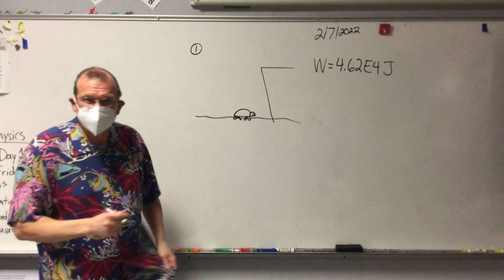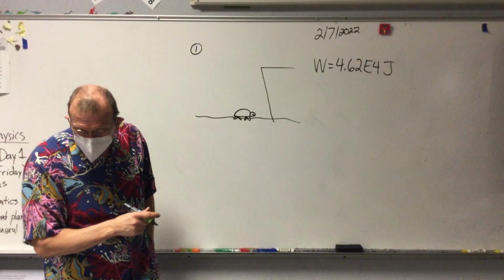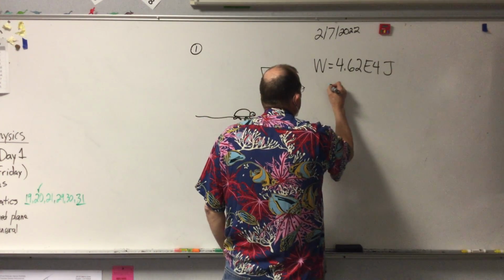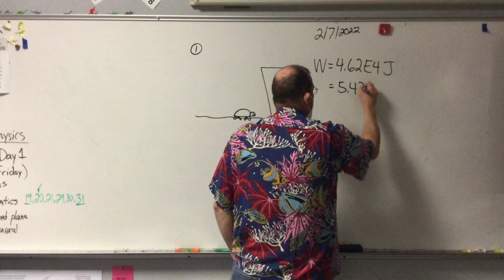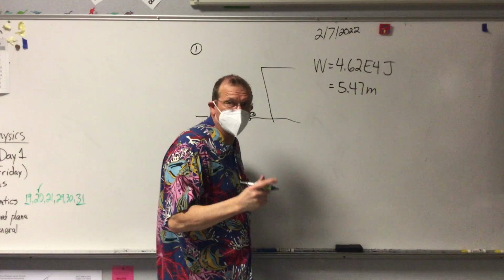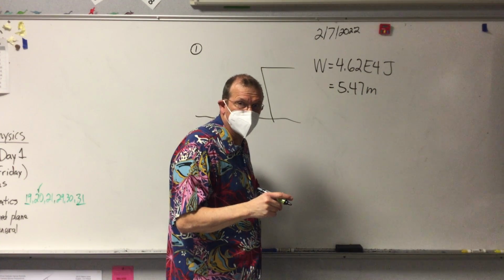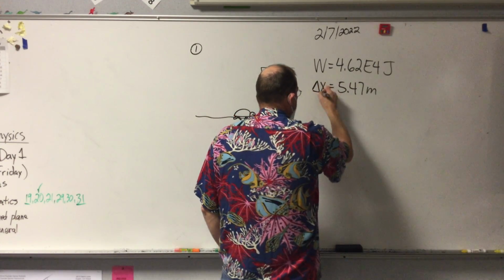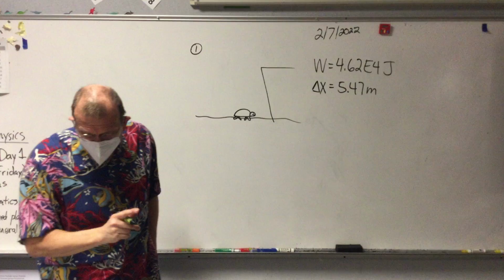What's another thing that you mentioned? The distance, which is 5.47 meters. Okay, and technically, what variable would that be? That would be delta x. Okay, so that would be our delta x. Now, you mentioned a third one.